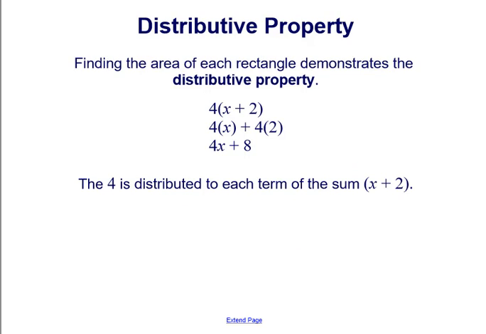Finding the area of each rectangle first demonstrates the distributive property. So here we had the area for the entire large rectangle as 4 times the quantity of x plus 2. But when we break down each product, when we look at just 4 times x plus 4 times 2, we end up with 4x plus 8, which was our area when we were finding the two smaller rectangles. The 4 is distributed to each of the sum of x plus 2. The 4 is multiplied by each term of the sum x plus 2. And that's the distributive property.